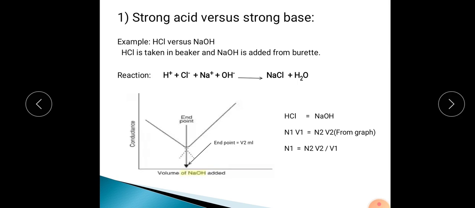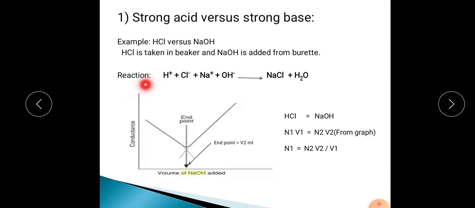Now from the burette, add a specific amount of NaOH. As soon as we add the NaOH from the burette, a neutralization reaction will occur between HCl and NaOH. The product of neutralization is NaCl and water. Here the H plus ions are replaced by what? Na plus ions. In this reaction of a strong acid and strong base, H plus ions are replaced by Na plus.